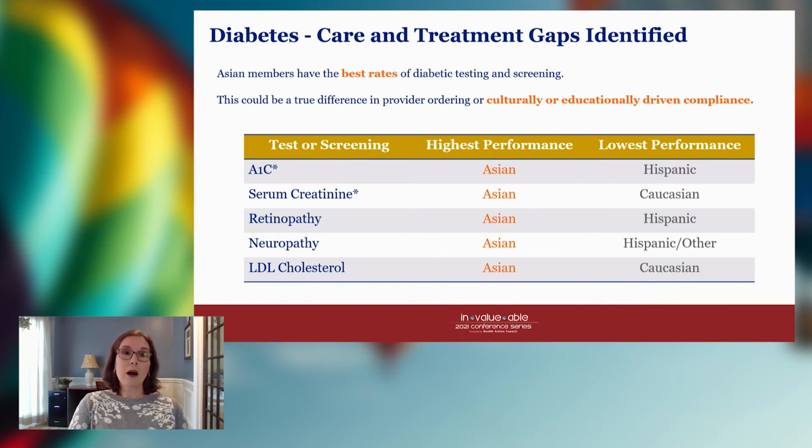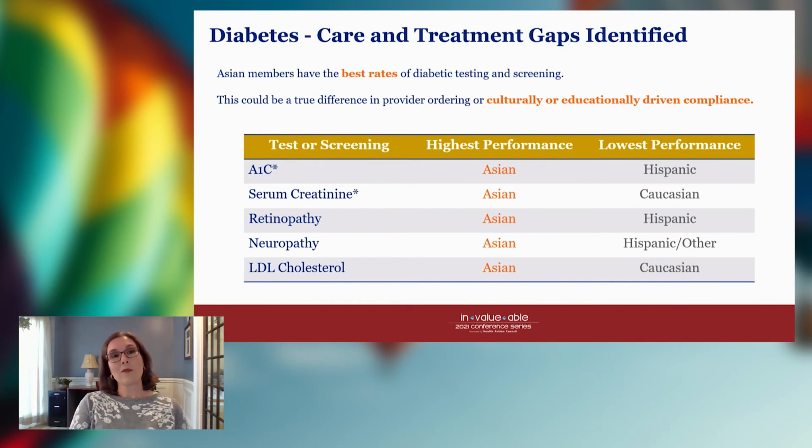You see there at left a list of the tests or screenings that all diabetics should have every year or two, depending on what the test is. And you see there that the rates are so much higher for Asians in every single category. The lowest performing groups, Hispanic, Caucasian, it's a variety. But overall, every single group did better for these screenings.